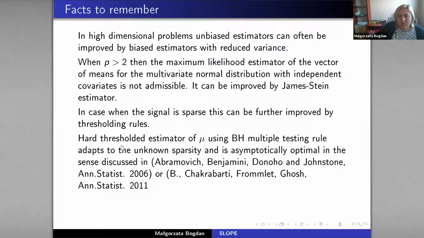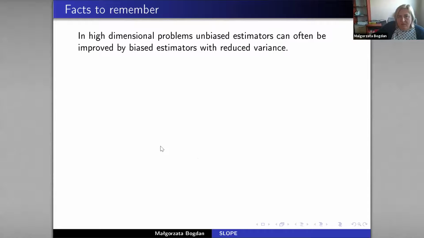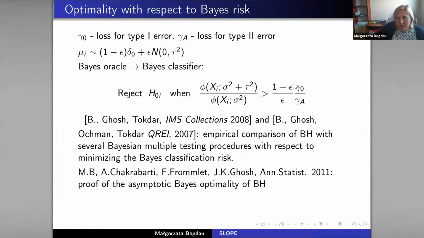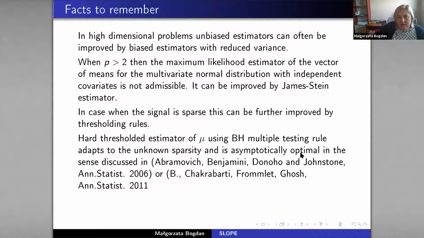And again, if you use a hard thresholding estimator of mu using the Benjamini-Hochberg multiple testing procedure, this procedure adapts to unknown sparsity. So this procedure adapts to this unknown epsilon and is asymptotically optimal in the sense discussed in Abramovich et al. or in our paper from Annals of Statistics. Okay, so I guess this is all that I wanted to tell you about the multiple testing procedure. And now I would proceed to supervised learning, so to multiple regression actually.